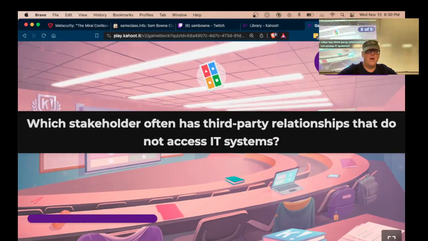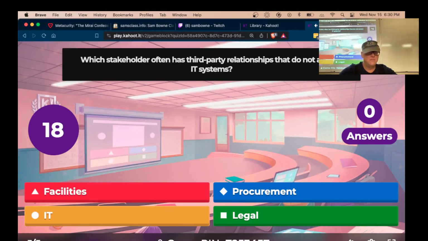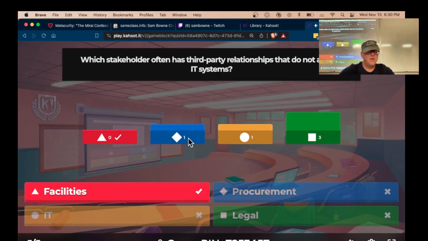All right, what stakeholder often has third-party relationships that do not access IT systems? They said facilities. I was thinking procurement would be pretty good too, but facilities came up, and I think what we're thinking of here is there was a huge breach that came through the air conditioning. It was Target, I think. One of the biggest breaches in the world at that time. They came in through the heating, ventilation, and air conditioning systems.